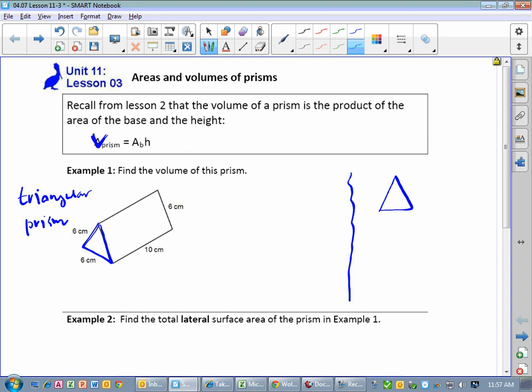Okay, so they're all 6, 6, and then this side is the same as this side over here, so 6. We have 6, 6, and 6.